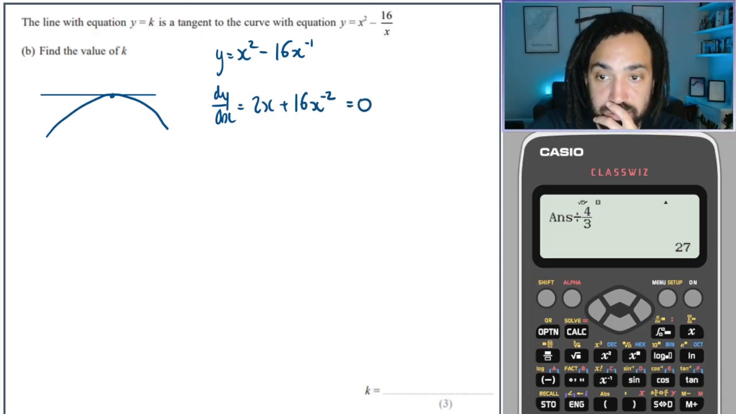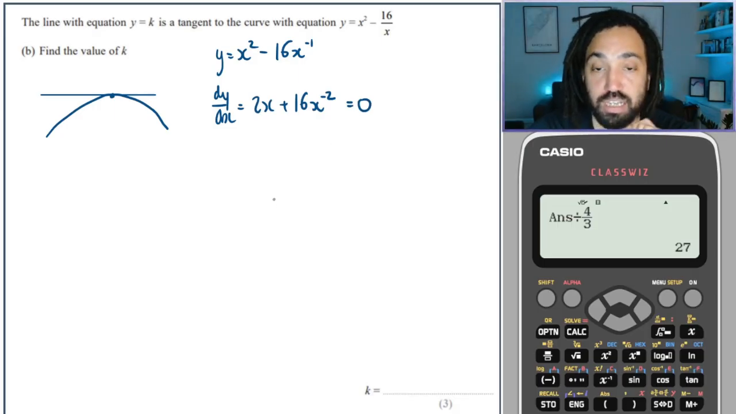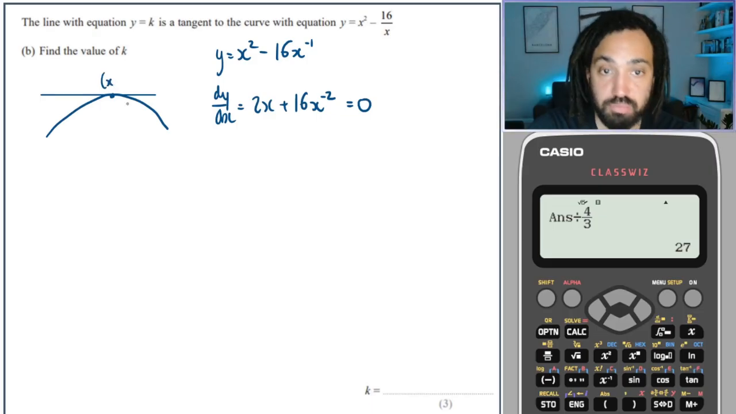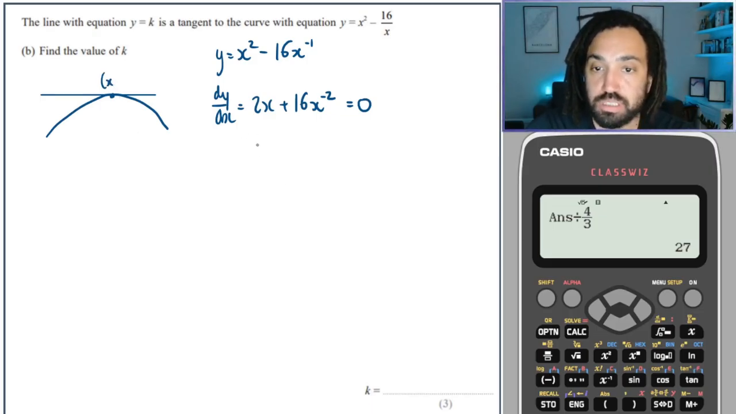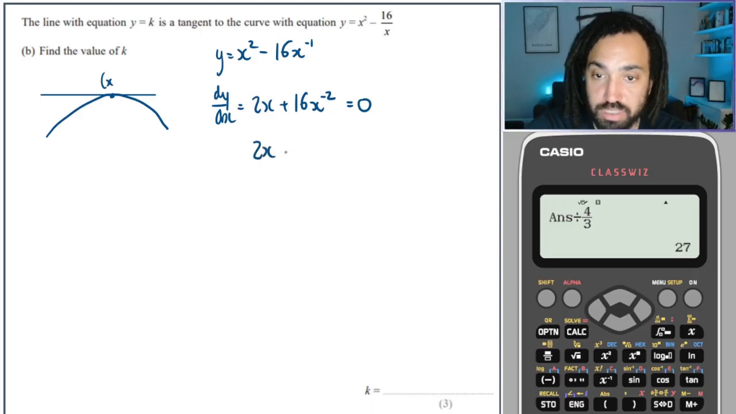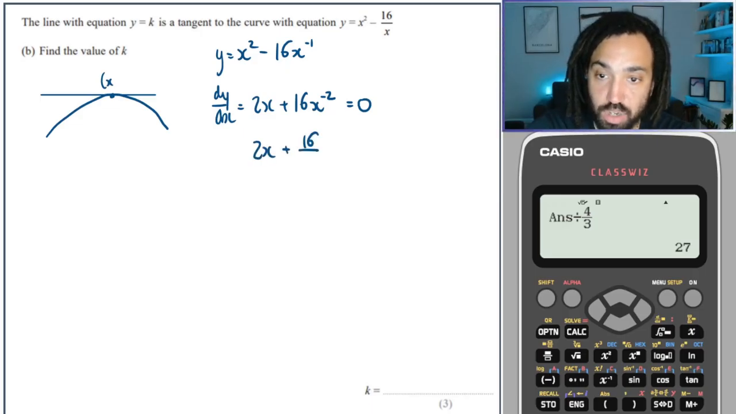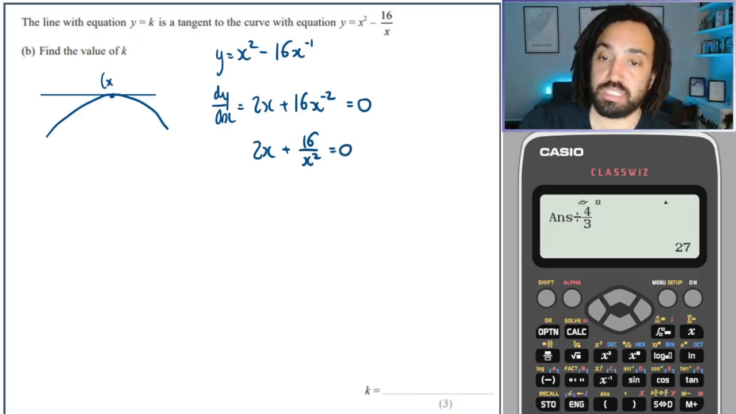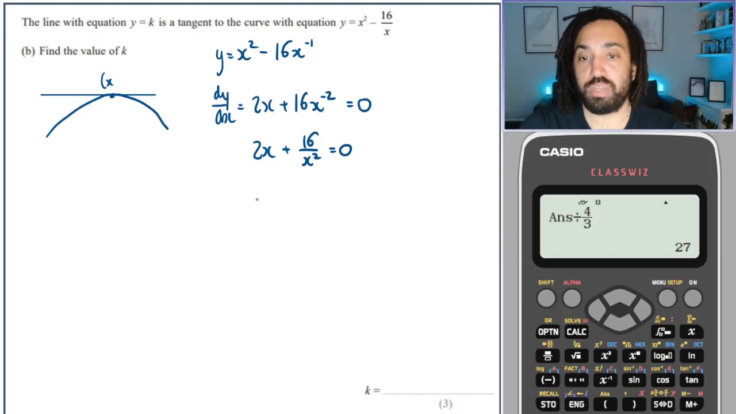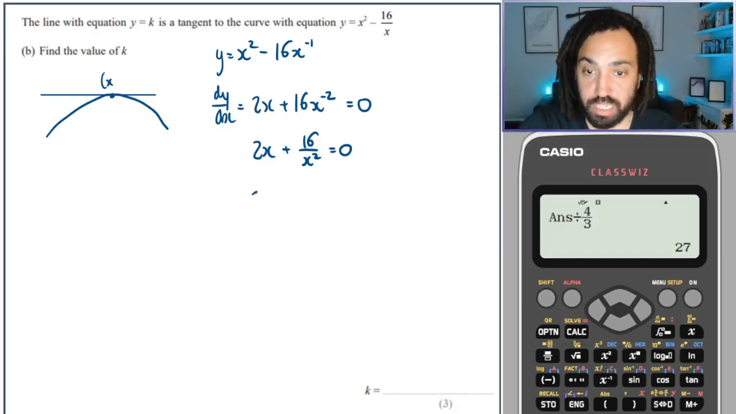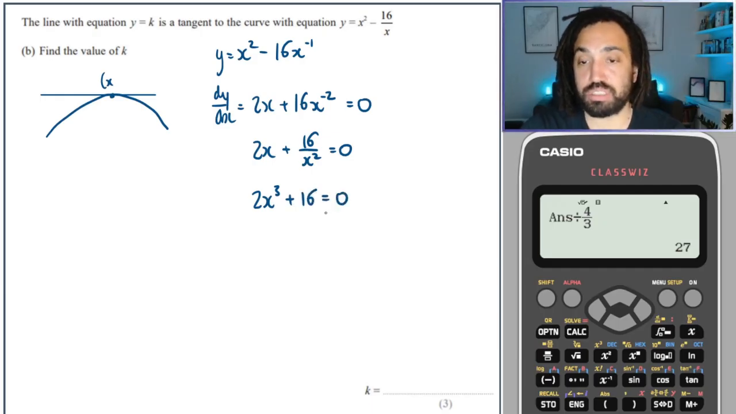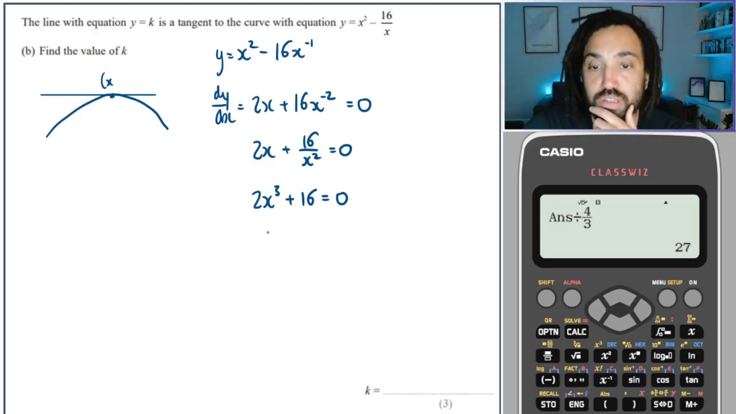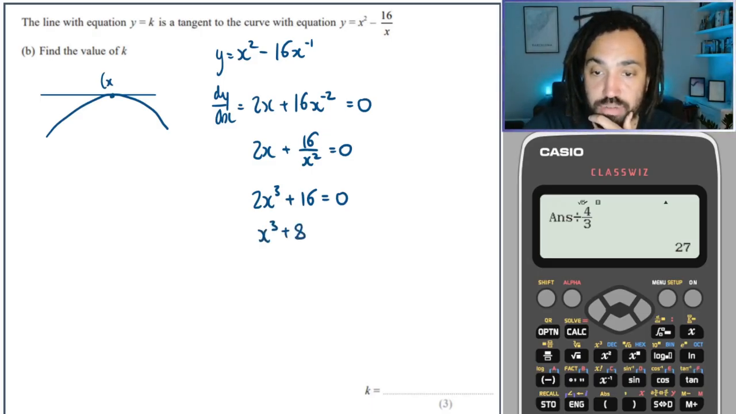And we can set that equal to 0, and we can find the x-coordinate of this point. Okay, so let's write it now because we're trying to solve this. We can write this as 16 over x squared equals 0, because negative 2 power is the same as writing it on the bottom of a fraction. We can then multiply every term by x squared. So that gives me 2x cubed. That will cancel the x squared there, and that will still be 0. We can then divide every term by 2.